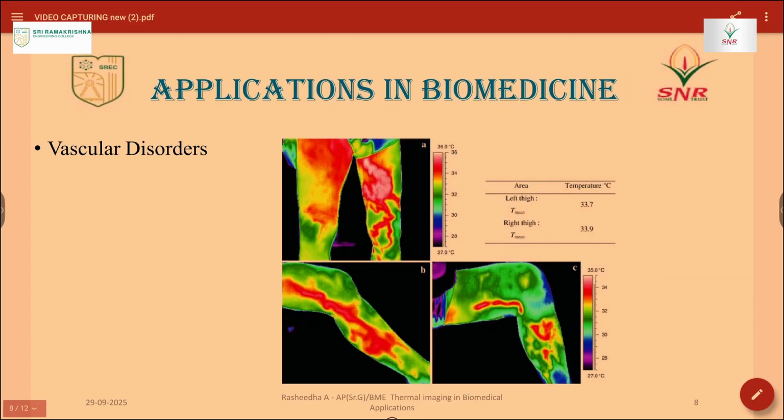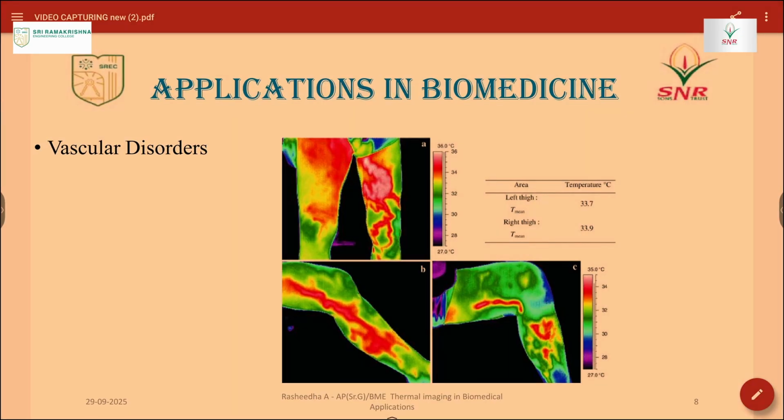Next, vascular disorders such as peripheral arterial disease, which actually happens in the extremities of our body. Here the leg extremity is being shown with the right thigh and the left thigh, and you can see the color variations like red, green and purple. Where there are unusual spots, you can visualize those organs which have abnormal cell growth or abnormal circulation and metabolic activity, what has been happening inside. So for these applications in vascular disorders, thermogram plays a vital role.